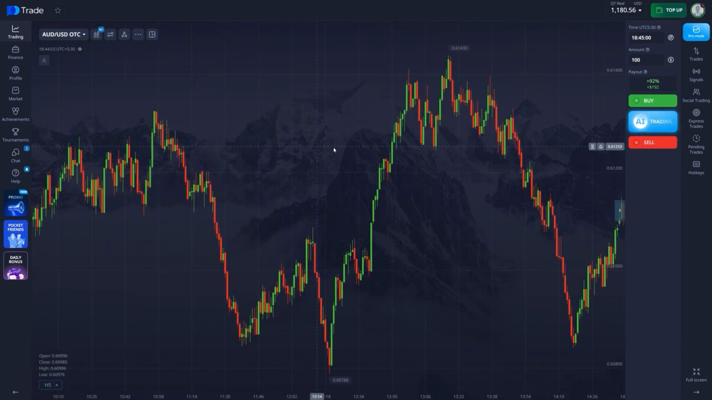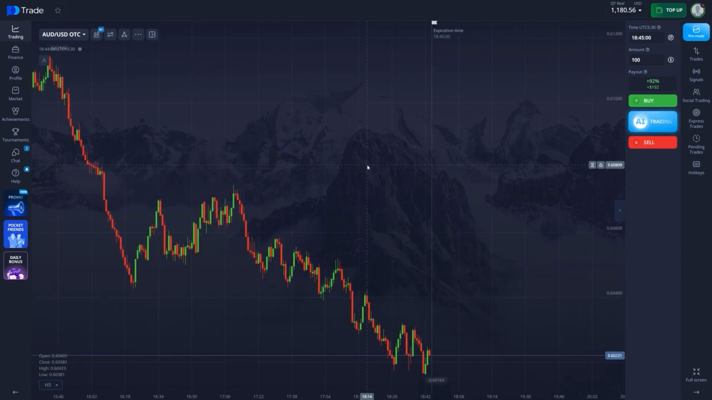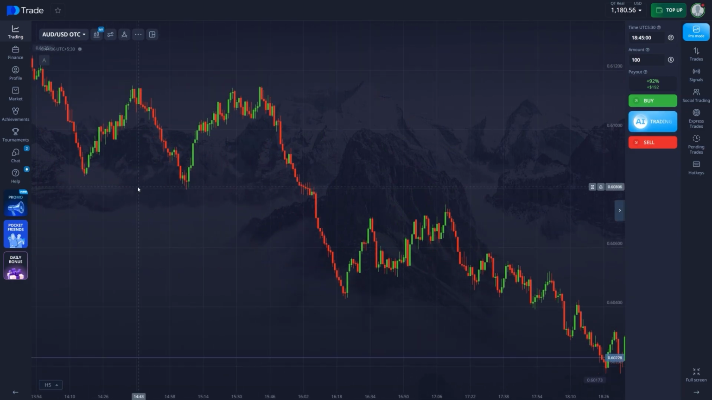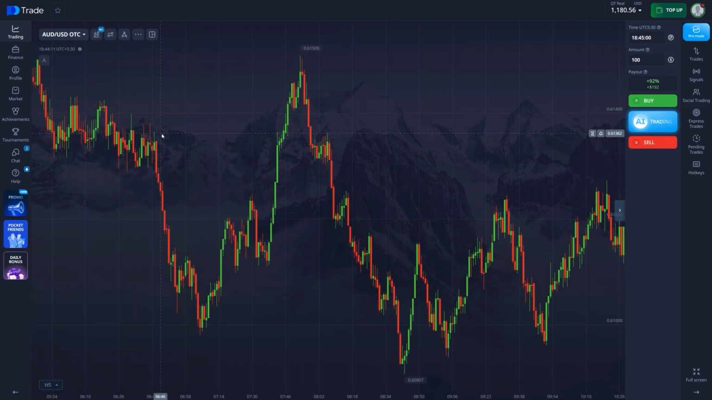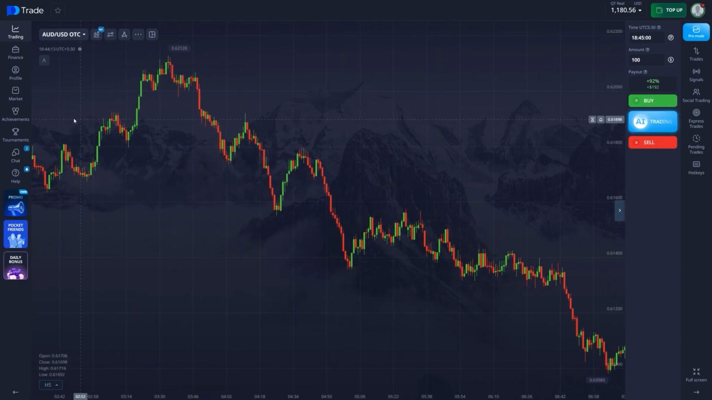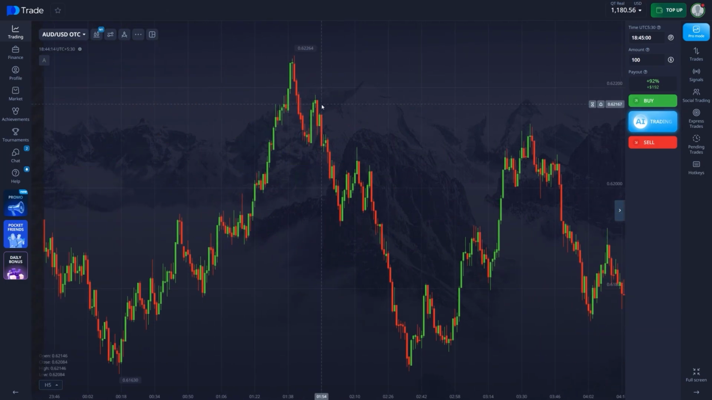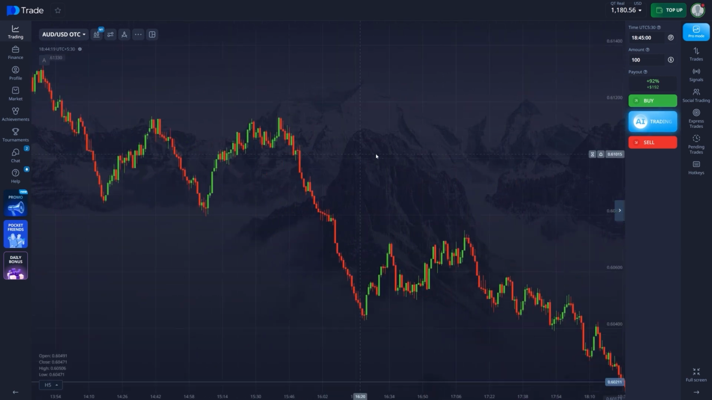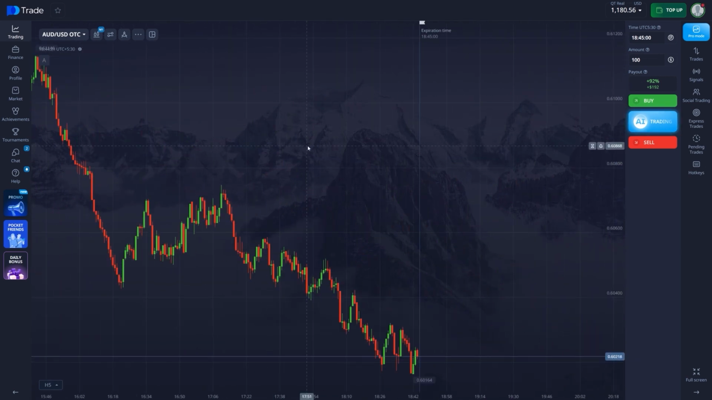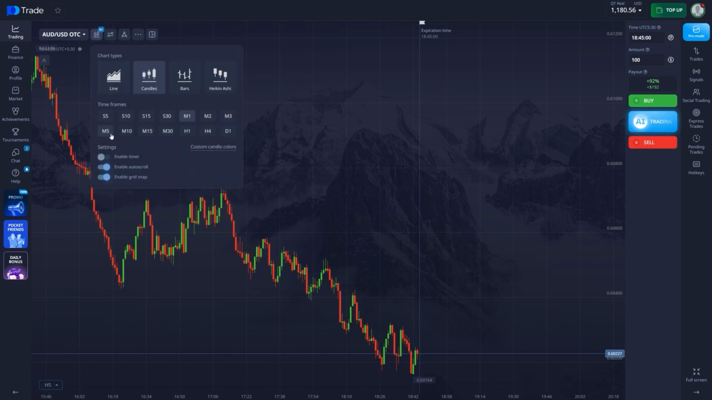So the first rule is simple. Do not jump into any random pair. First, find a pair that is clearly moving in one direction. It can be a downward trend or an upward trend. Here you can see the market is moving in a clear downward direction. So this pair becomes interesting for us because we can now mark important levels and wait for price to react from those zones. Now I will move to the 30-minute time frame.